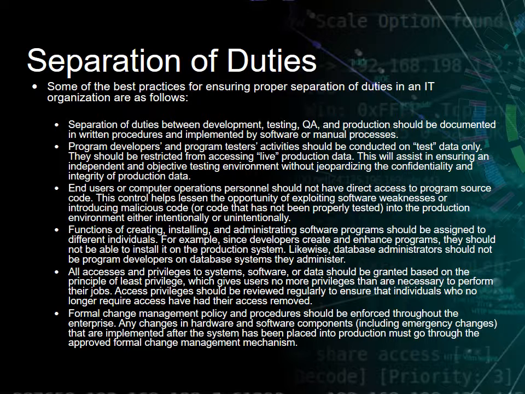All accesses and privileges to the system, software, and data should be granted based on the principle of least privilege, which gives users no more privilege than necessary for them to perform their jobs. Access privileges should be reviewed regularly to ensure individuals who no longer require access have their accounts removed. Formal change management policy and procedures should be enforced throughout the enterprise. Any changes in the hardware and software components, including emergency changes that are implemented after the system has been placed into production, must go through the approved formal change management mechanism.